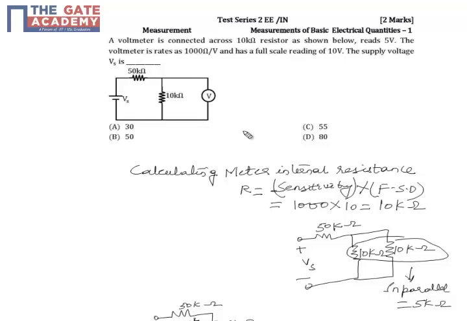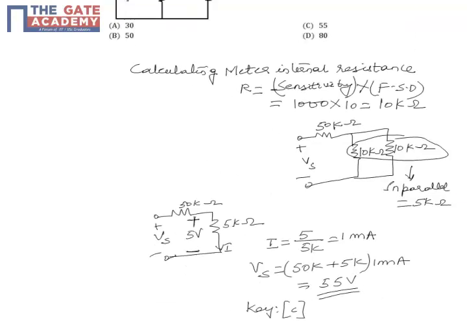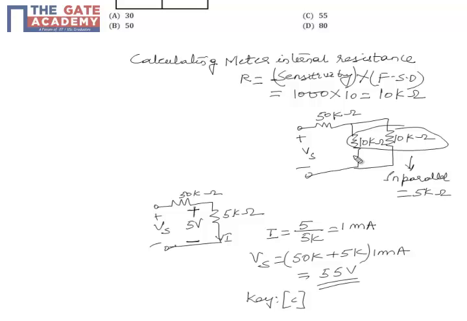Now I redraw the circuit by representing the voltmeter as a resistor of 10 kilo ohm, which you can see here. Now we can simplify this circuit: the 10 kilo ohm and 10 kilo ohm are in parallel. We know that whenever two equal resistors are connected in parallel, the equivalent resistance is half of the value, which is 5 kilo ohm. When I redraw the circuit, it looks something like this on my left hand side.